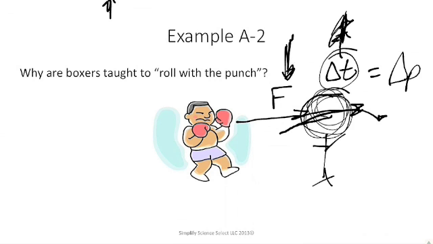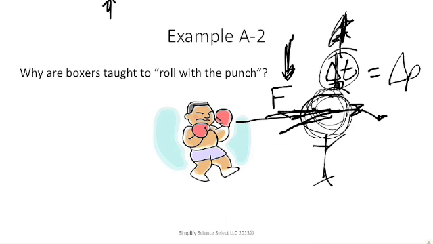The opposite is what you tend to see if you've ever seen a boxing match where somebody's knocked out in one hit. They tend to be leaning forward or going forward as they get hit, and that really shrinks the contact time and really increases the force. So that's why boxers are taught to go with the punch as opposed to stepping into it.